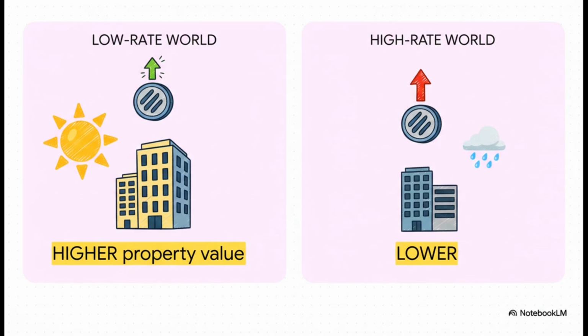Okay, and this is where the rubber really meets the road. Think about it. In a world where you can get a super safe 2% return from a government bond, a 5% return from a property looks pretty darn good. But what happens when that same safe government bond is now paying you 5%? Well, suddenly that 5% from the property doesn't look so hot. Investors are going to demand a higher return to justify taking on the extra risk, and that pushes cap rates up, which, because of the math, pushes property values down.